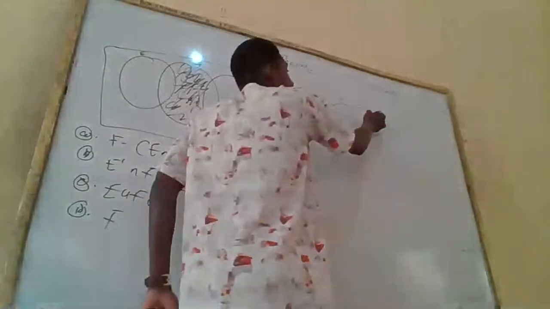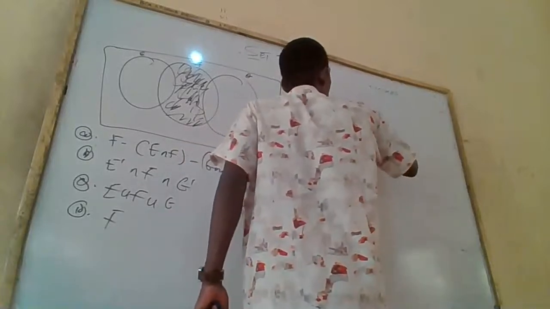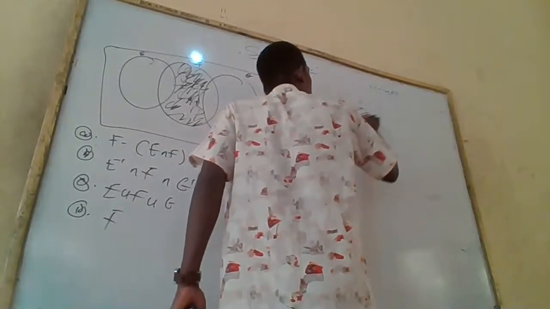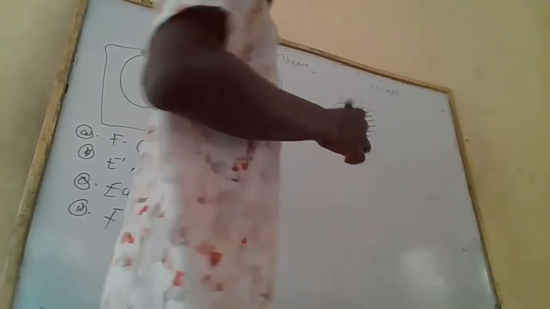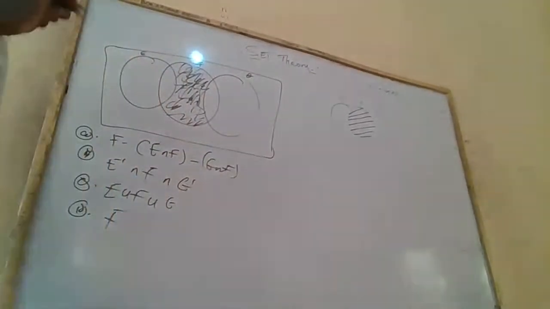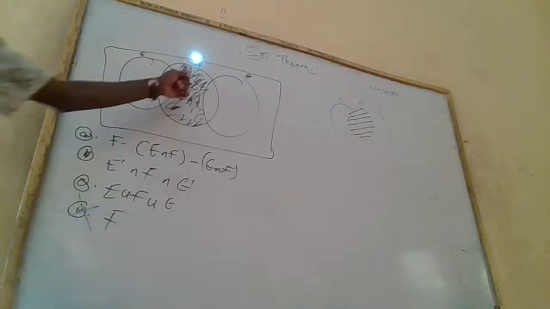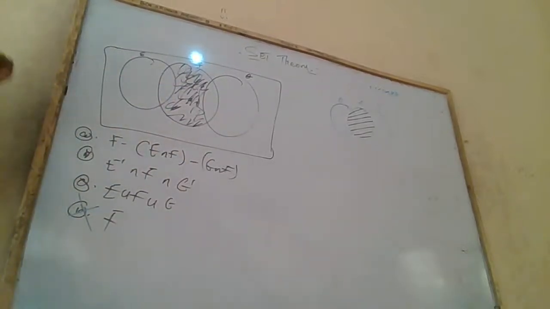Now, this is the circle of F. Are you with me? That means I will only shade the circle of F, anything inside the circle of F. Do you understand? Now, automatically, we know that F can never be our answer. Yes or no? Because we are looking for this region and not the whole circle of F.